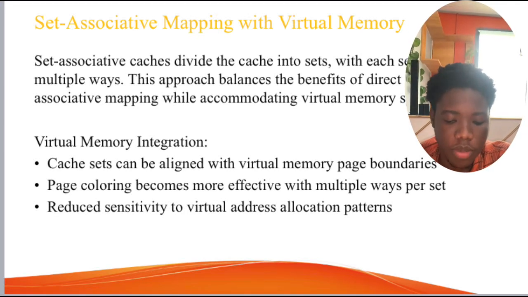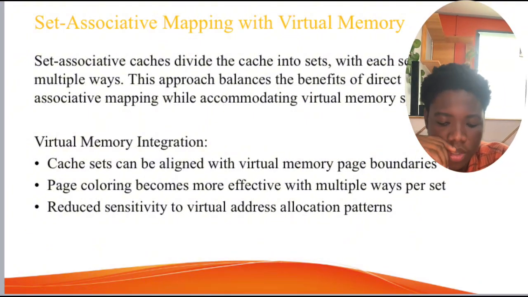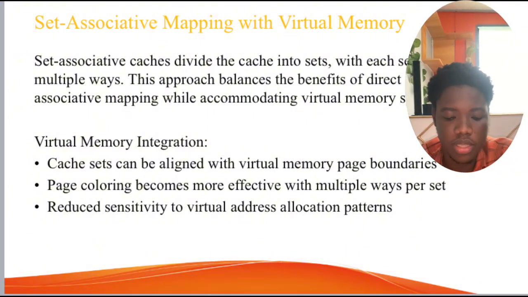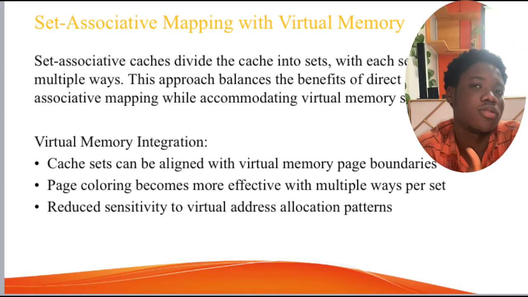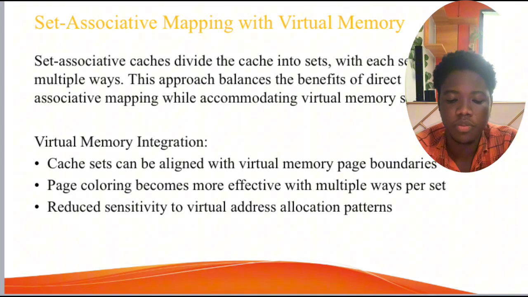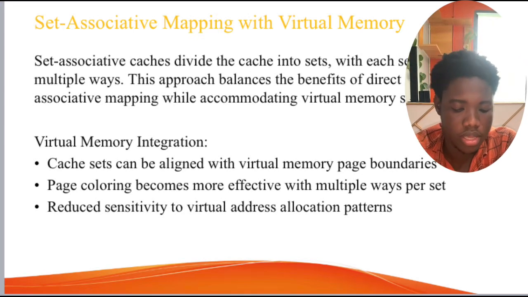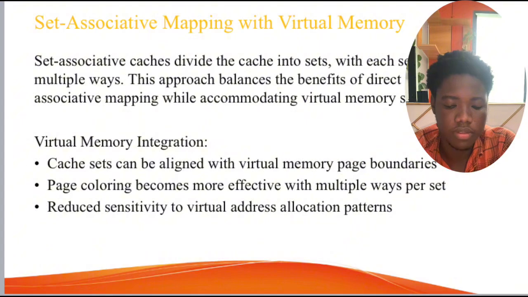Then we go on to talk about set associative mapping with virtual memory. The set associative cache divides the cache into sets, with each containing multiple ways. This approach balances the benefits of direct and fully associative mapping, accommodating virtual memory systems. For virtual memory integration, cache sets can be aligned with virtual memory page boundaries. Page coloring becomes more effective with multiple ways per set, reducing sensitivity to virtual address allocation patterns.